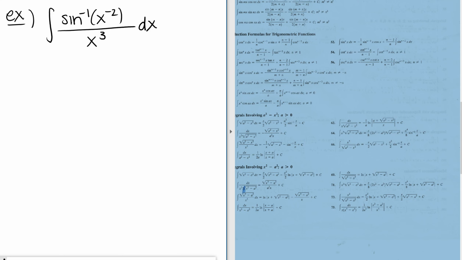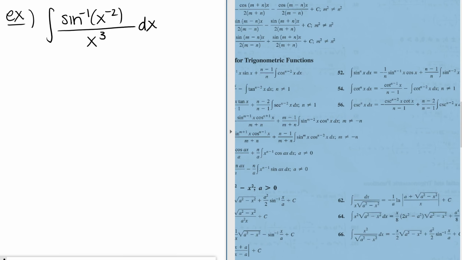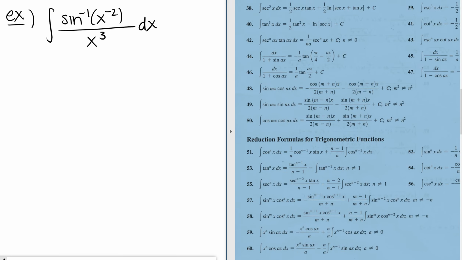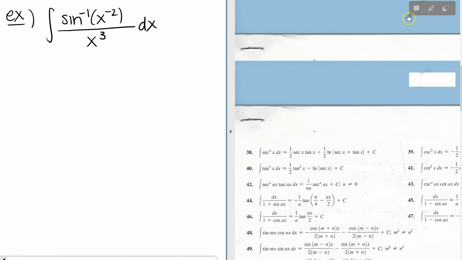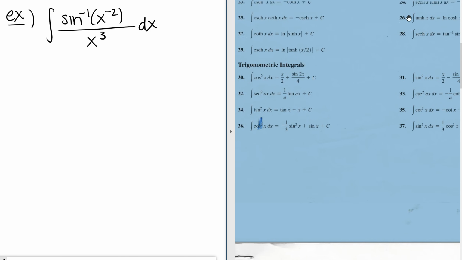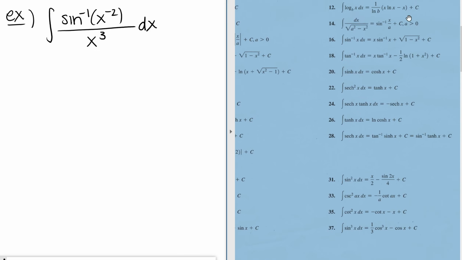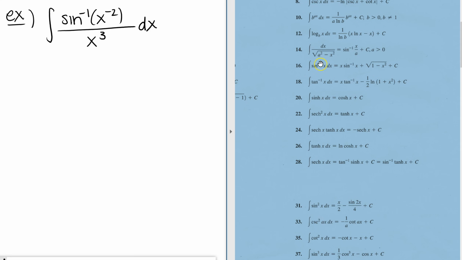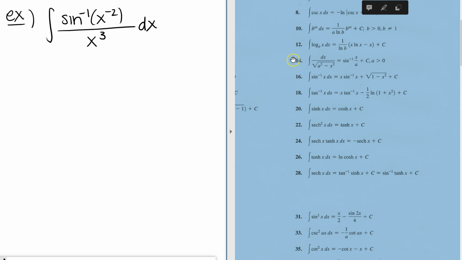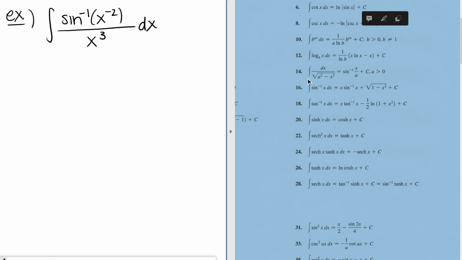Okay, so if I look at my table of integrals, I have an inverse sine function. So I'm going to scroll through my integrals here and see if I see a sine inverse anywhere. Oh, here we go. Here's my sine inverse. Now notice, this is sine inverse of x, right? So I'm looking at number 16 right here. But notice I'm not taking the sine inverse of x, I'm taking the sine inverse of x to the negative 2. So this is an example of where I'm going to have to do a little bit of work before I can actually use my table.